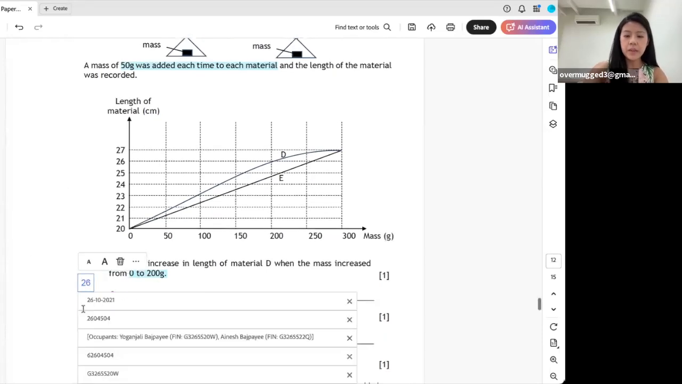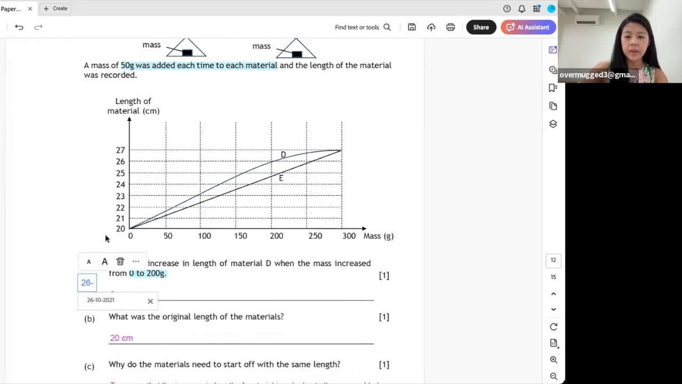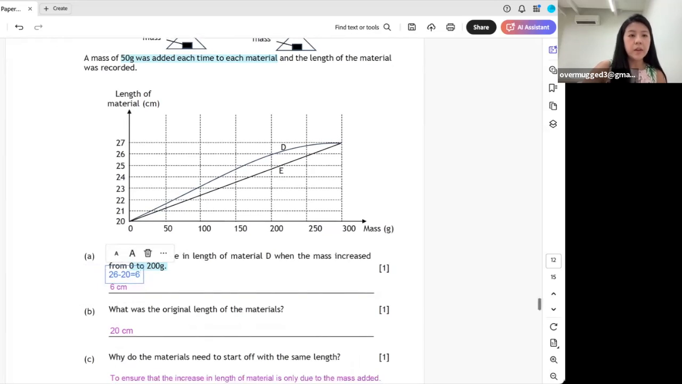26 cm. You started off with 20 over here, so this will give you 6. Also remember to give your units, centimeters, in your final answer. Now, we're looking for the original length. Again, we can just read off the graph at the starting point. For the length of the material, it did not begin at 0. It began at 20 cm. So again, remember your units.